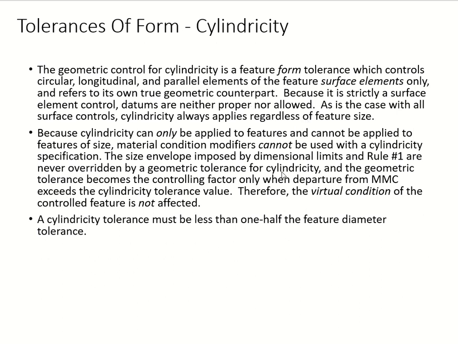So here, just reiterating everything that we have seen so far: we don't have a material condition modifier in the feature control frame at all for cylindricity. The size envelope is going to be imposed by your dimension limits, meaning your size limits. Rule 1 is never overridden by geometric tolerance for cylindricity. We know that already. So the virtual condition of that controlled feature is not affected. And the cylindricity tolerance has got to be less than half the feature diameter tolerance. Okay.